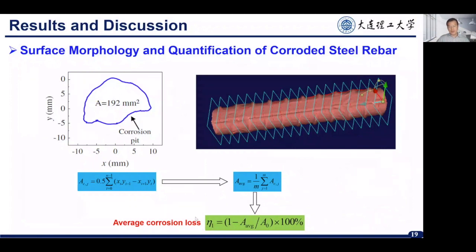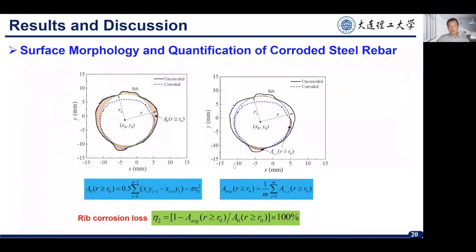One is eta 1, the average corrosion loss. This index is widely used by other researchers to quantify the mass loss. For this one, we calculate the radial cross-sectional area loss, and we get the average area loss, and we substitute into this equation, you can get the average corrosion loss. And the second is what we call the rib corrosion loss.